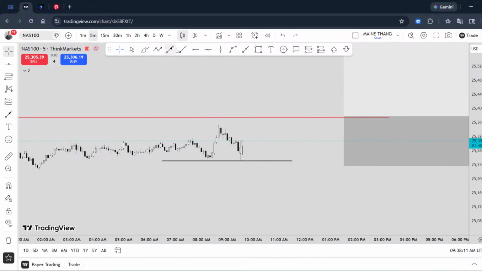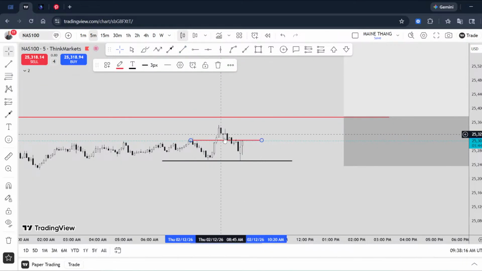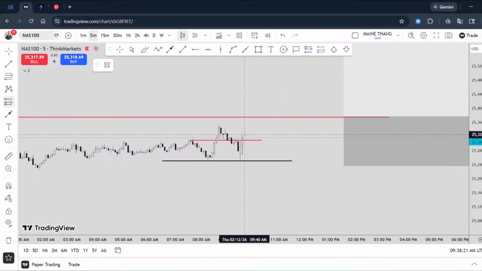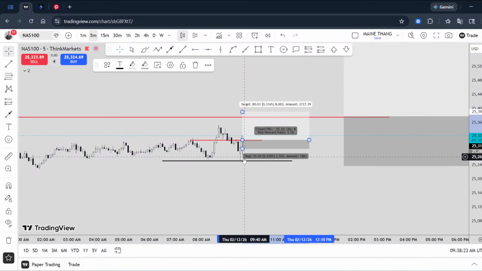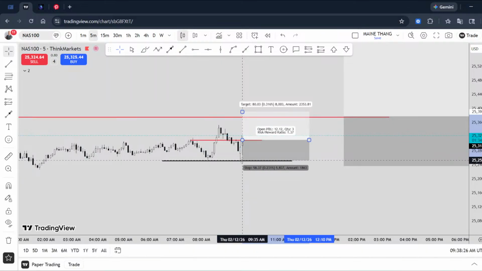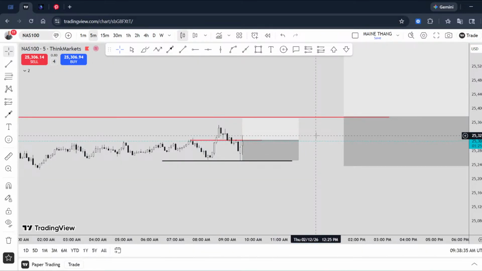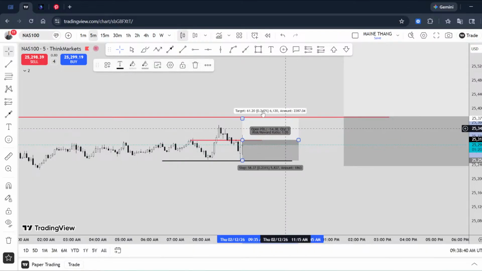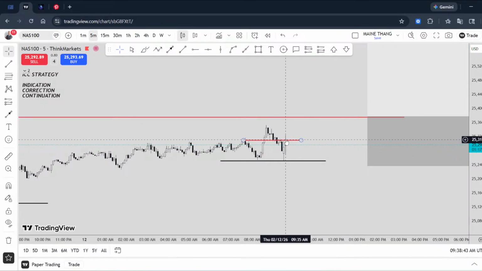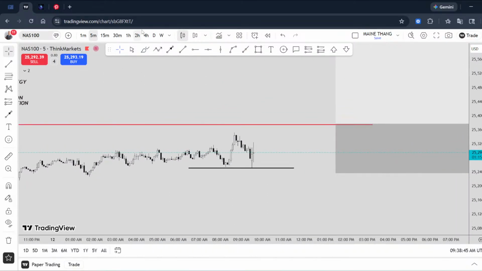This is what we want to see on 15 minutes. We want to see it make a new high. Price retrace, entry will be here. After scalping, do that. Boom. Take it to the high, or try to find a one-to-one. We don't care about that right now.